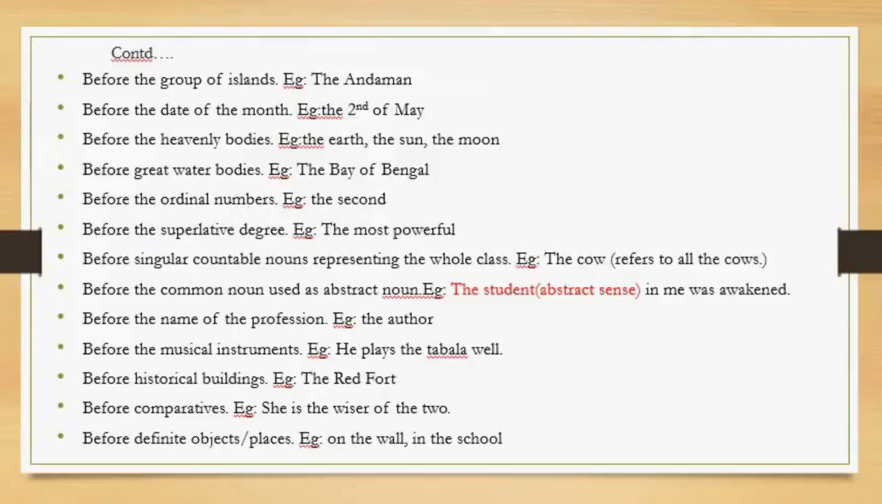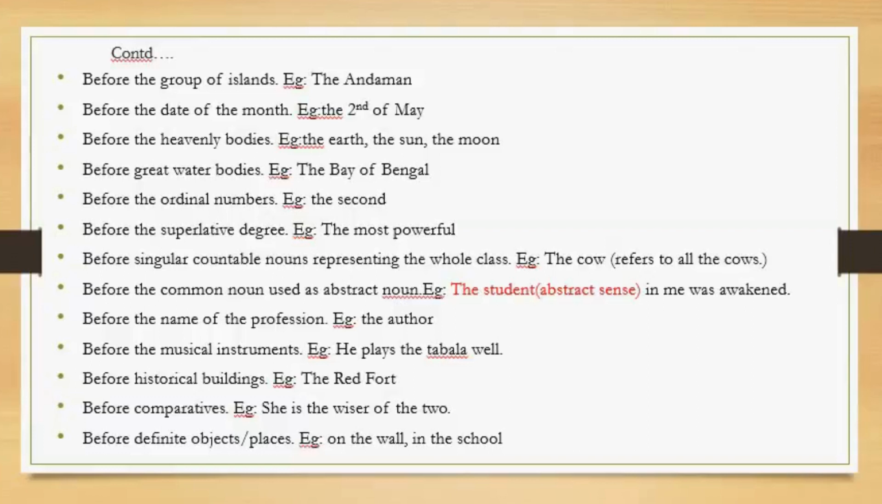Let us look at some more examples. Before the group of islands, the Andaman and Nicobar Islands. Before the date of the month, example, the 2nd of May. Before the heavenly bodies, the earth, the sun, the moon. Before the great water bodies, the Bay of Bengal. Before the ordinal numbers, the 1st, the 2nd, the 3rd. Before the superlative degrees, the most powerful.